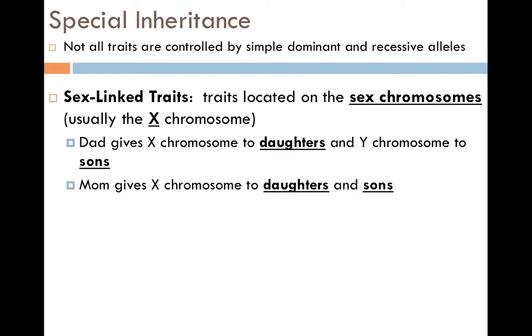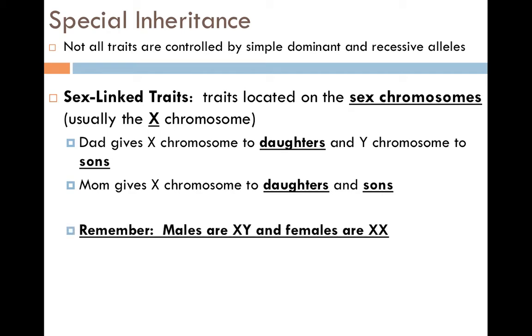Mom, because females are XX, gives the X chromosome to her daughters and to her sons. So she's going to give her X chromosome to both because that's all she has to give. Dad is the one that has the difference. So X chromosomes for daughters from dad and Y chromosome for sons. And again, just one more time seeing that genotype, males are XY and females are XX. And we keep saying that because it's going to be important when you're looking at these Punnett squares.